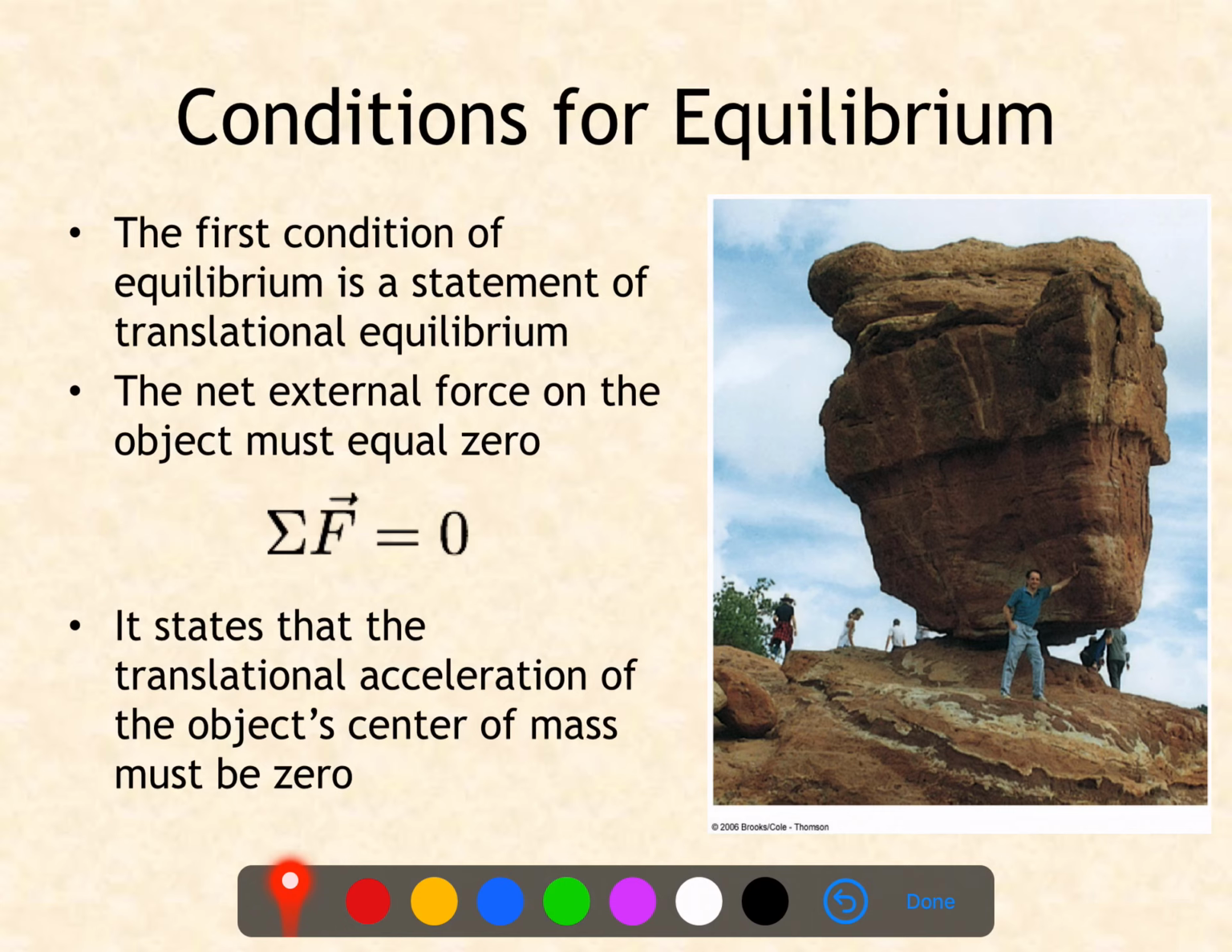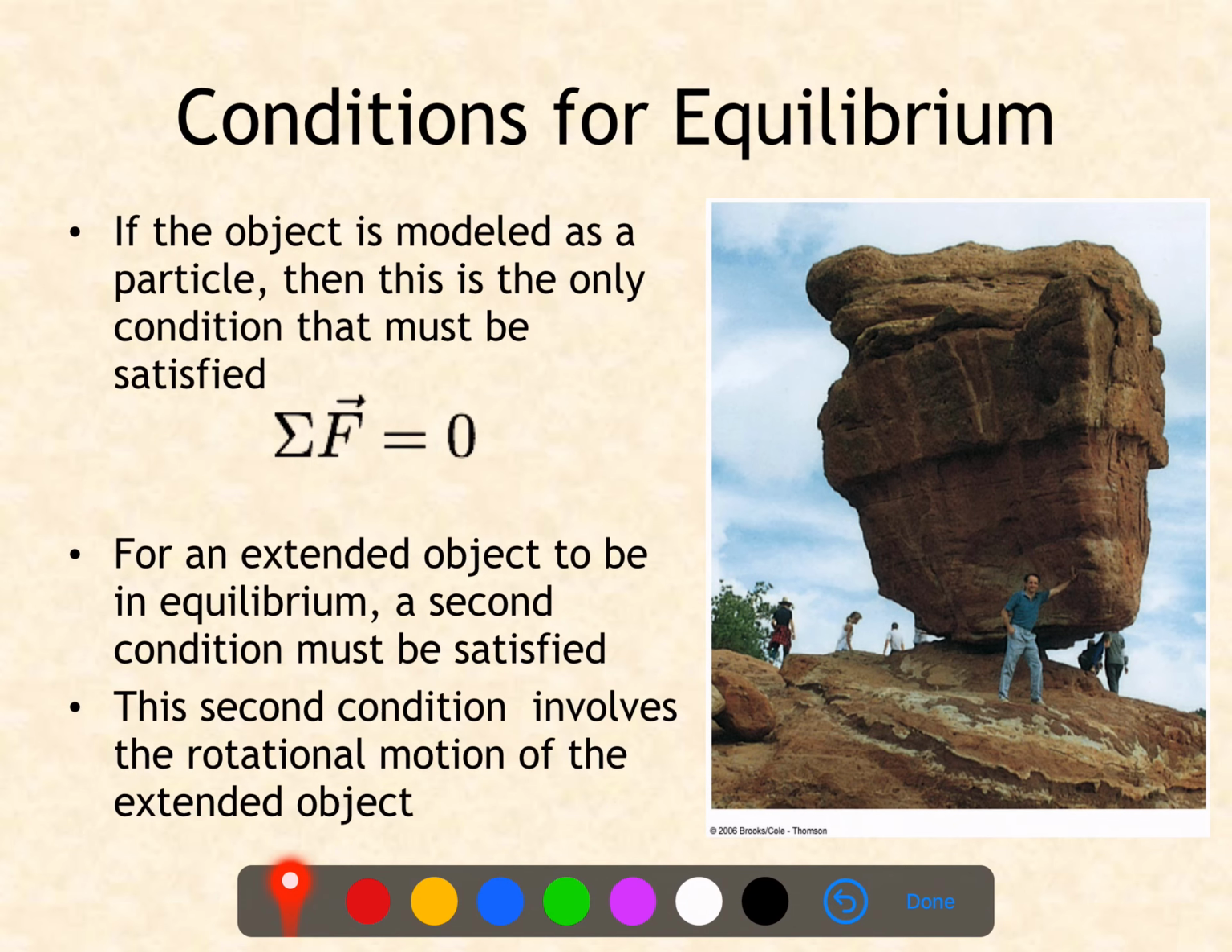Okay, so the first condition that we need to meet is that the sum of the forces has to equal zero. That's one way of looking at a translational state of equilibrium, so that the center of mass is not accelerating. If you have an object being modeled as simply a point particle, this is easy enough to understand, but if you have an extended object, then you have to go further with this.